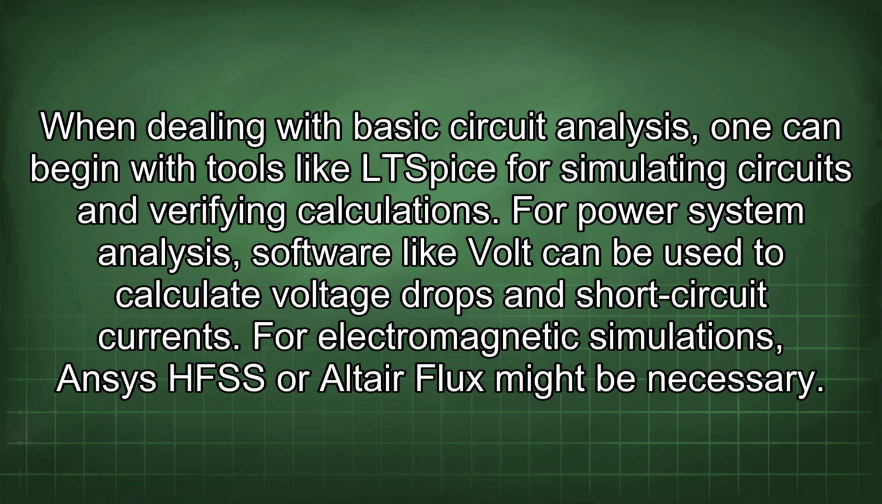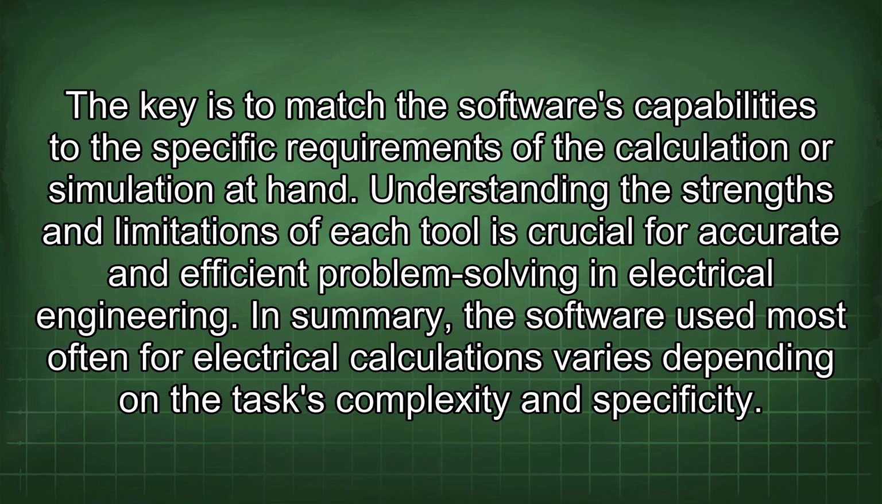For power system analysis, software like Volt can be used to calculate voltage drops and short circuit currents. For electromagnetic simulations, ANSYS HFSS or LTSpice might be necessary. The key is to match the software's capabilities to the specific requirements of the calculation or simulation at hand. Understanding the strengths and limitations of each tool is crucial for accurate and efficient problem-solving in electrical engineering.